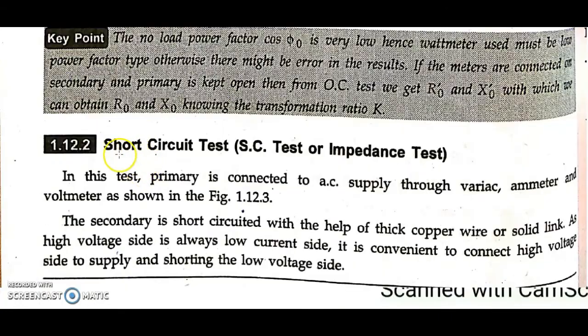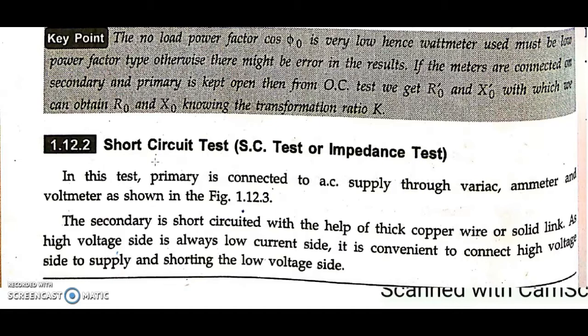The second test is the SC test, or you can call it the short circuit test. As the name itself indicates, we are going to short the secondary side of the transformer. Okay, remember, we are going to short the secondary side of the transformer.